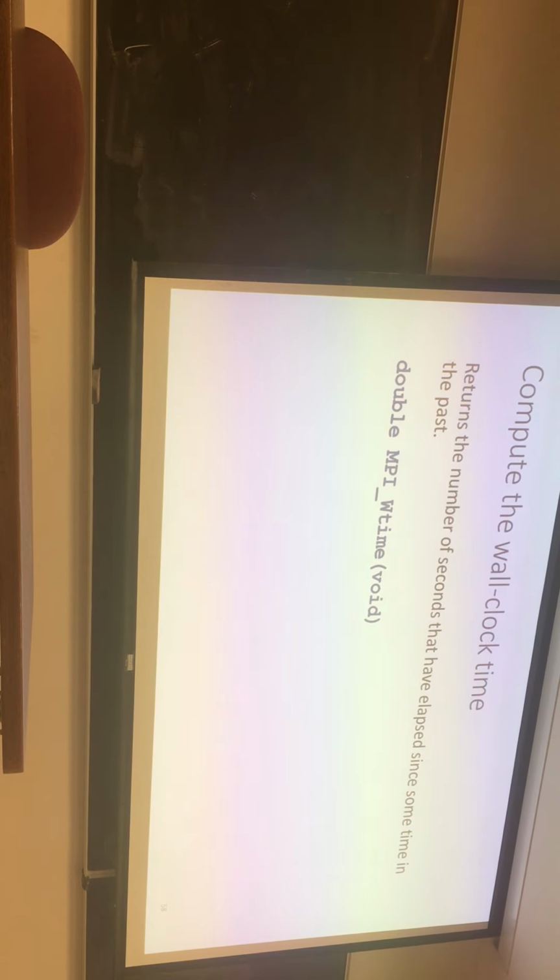So one thing we probably want to do is to time how long your computation takes. This is also a problem or homework that you need to work on. To do that, you can use this command, MPI_Wtime. This stands for wall clock time. That just means how many seconds have elapsed from some point in the past. And this returns a double.